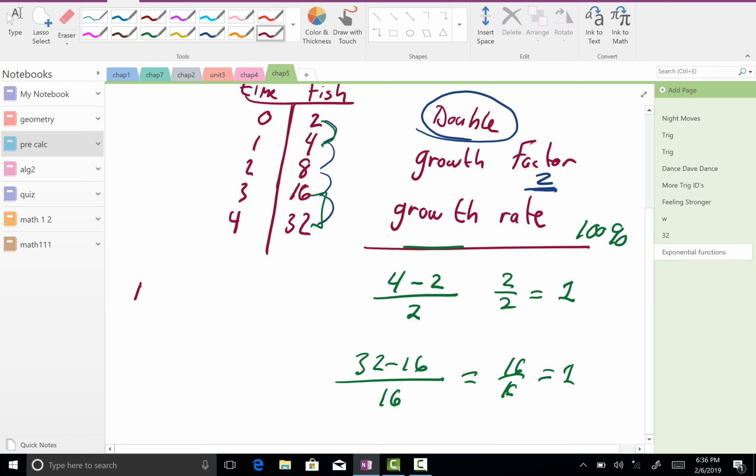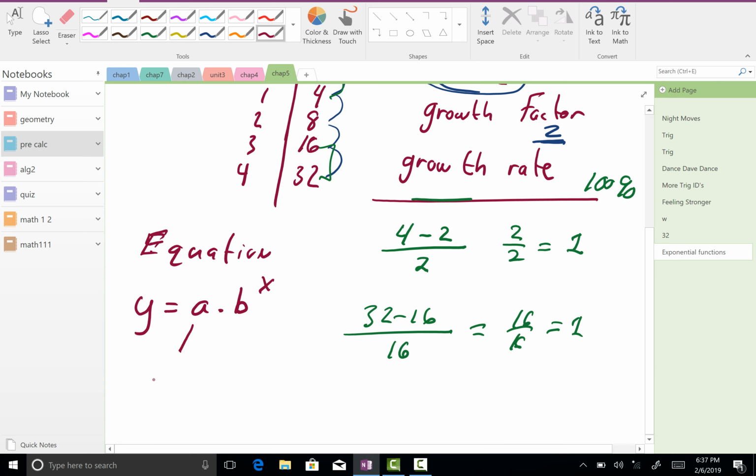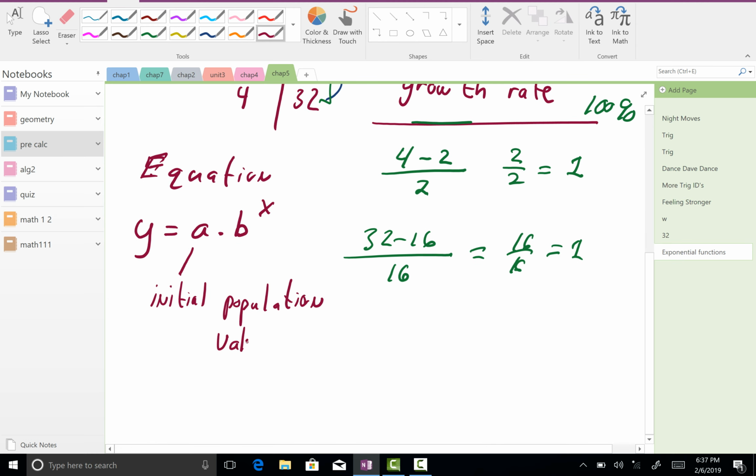So our equation that describes this looks like this. y equals a times b to the x. This is an exponential kind of equation where a is our initial population, or value, I should say. It could be either one. In this case, it's population. Could be anything. And b is the growth/decay factor.